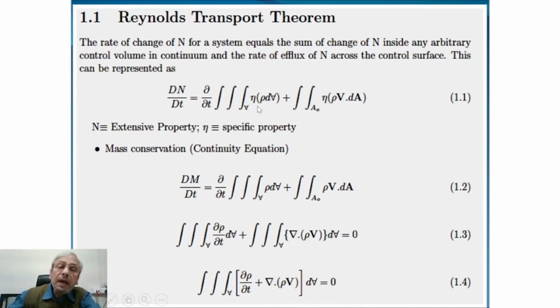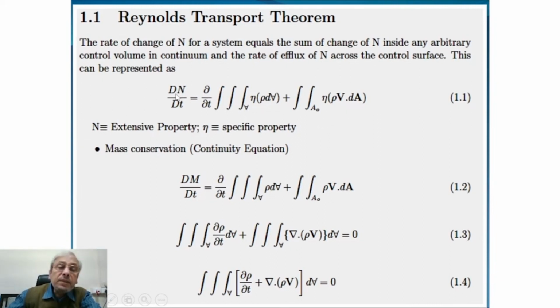equal to ∂/∂t of the volume integral of η ρ dV. V with a mark is basically volume. And then surface integral of η ρ v dot dA. This v is velocity vector, dA is the area vector. And N is extensive property, η is specific property. So this is a general statement of Reynolds transport theorem.